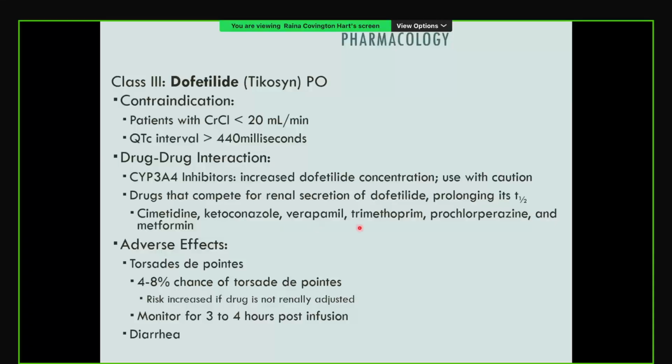So these specific drugs right here are the ones that are more likely to increase the risk of you having an increased half-life of your dofetilide, which we don't want to happen, all right? Torsades, again, you see it here, monitoring post-infusion, but again, for those 3 days is definitely going to be crucial for your patient. And then diarrhea, okay? But this is your monitoring afterwards for sure.